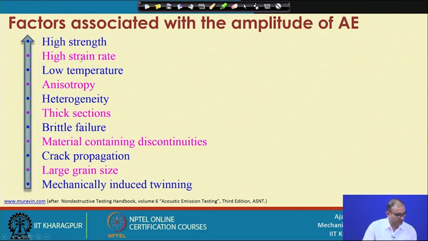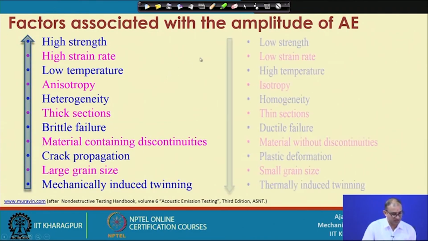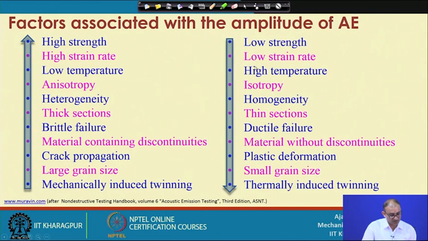So, these are the parameters which will increase the amplitude of the acoustic emission signal, and these are the parameters which will reduce the amplitude of the signal. It is exactly opposite to this: high strength, then low strength; high strain rate, then low strain rate. In that way you get less. So, depending on which type of material and which type of condition you are creating for machining, you can understand qualitatively what type of signal you will probably get out of the acoustic emission sensor.